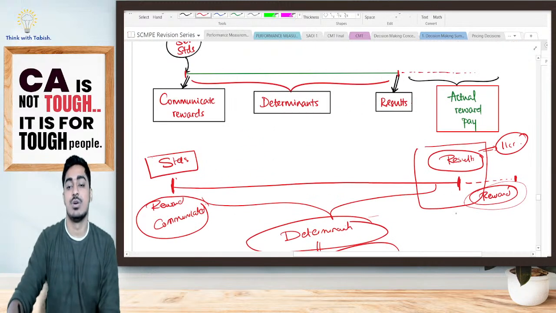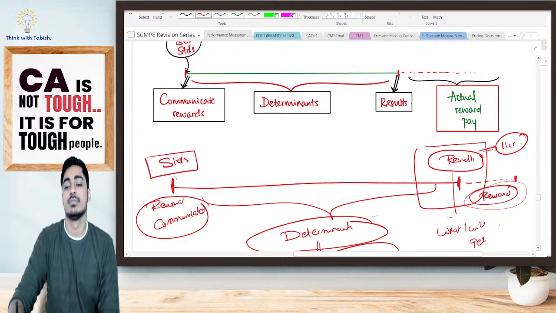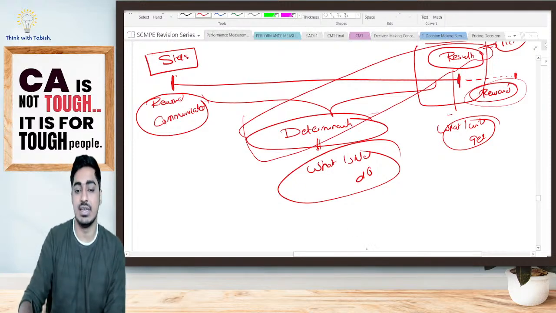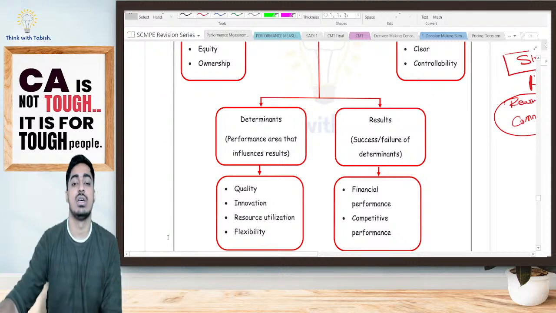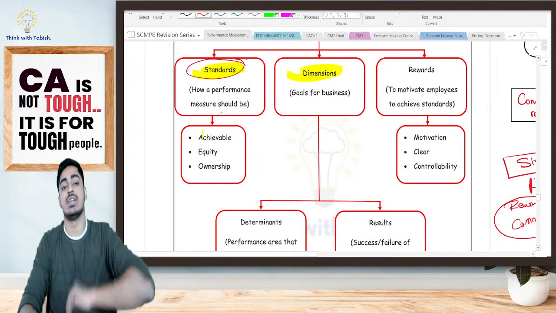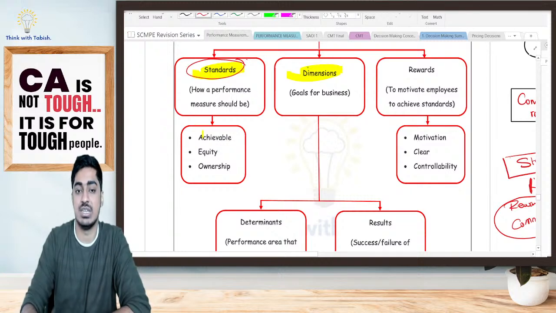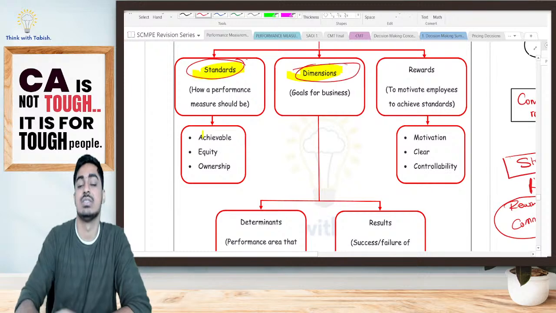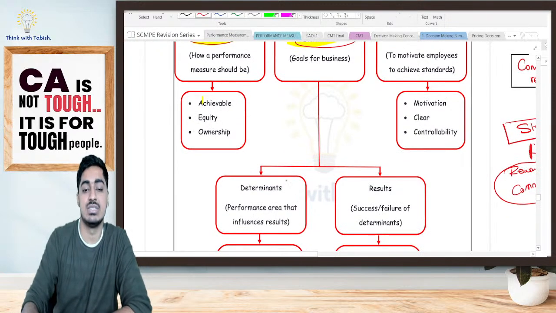This is what I will get. Is it clear? My determinants and results are together called dimensions. Now look at this, students. Now it makes sense. Standards are the targets that we should be setting at the start of the year. Again, I have my dimensions, and in that I have the determinants.